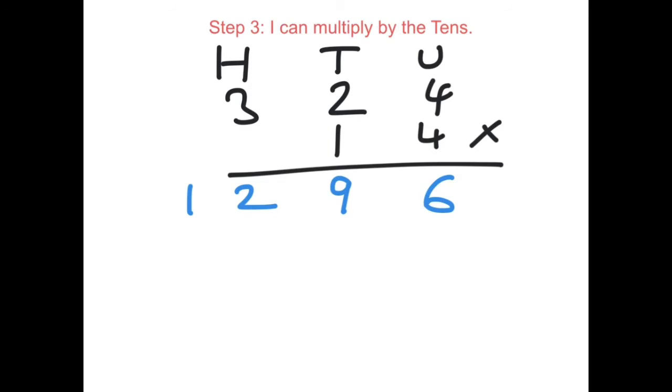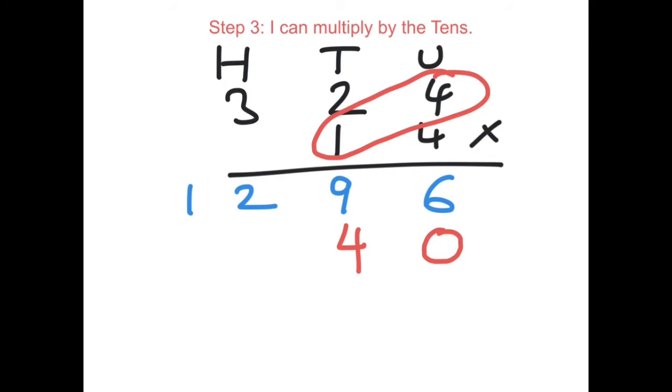Alright, so step 3, I can multiply by the tens. Well, last time we multiplied by the units, and this time we're going to have a go multiplying by the tens. Now, because we're multiplying by the tens, it means we need to put a 0 here in the unit column as a placeholder. So let's first multiply the 4 by the tens. So we know 4 times 10 gives us 40, or 4 tens. You can notice it's still in the tens column.